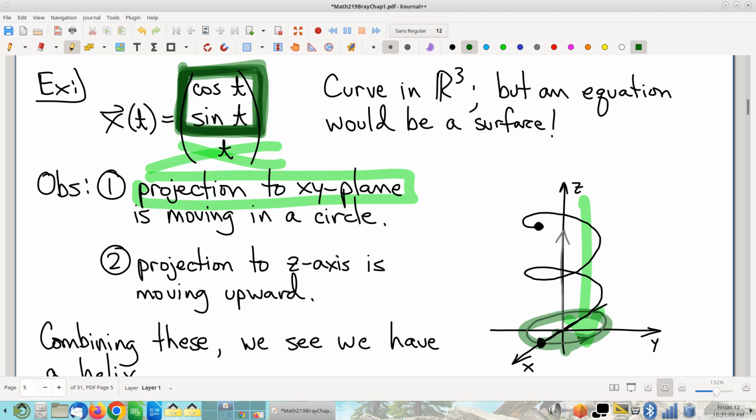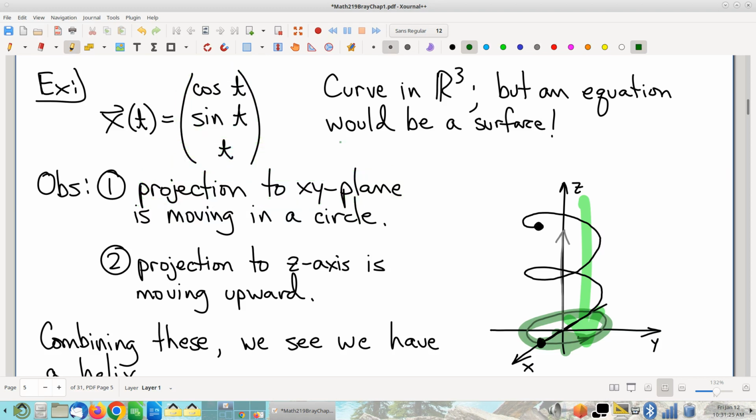Right? So, cool, I already know this one, cosine t, sine t, that's a circle. Sweet, that means that my shadow, whatever this curve is, my shadow down here in the xy plane is a circle. Everybody on board with that?